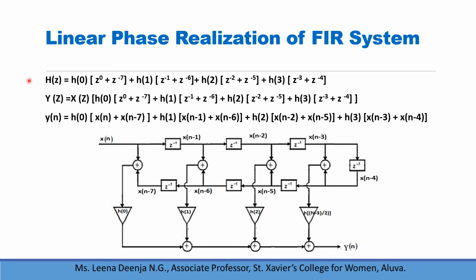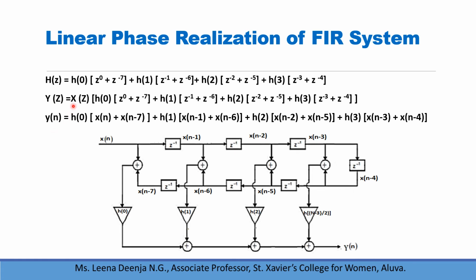The transfer function h of z is y of z by x of z. Therefore, y of z means the z transform of output y of n. That is equal to x of z into our h of z. Then by taking the inverse Z transform of y of z, we get y of n.